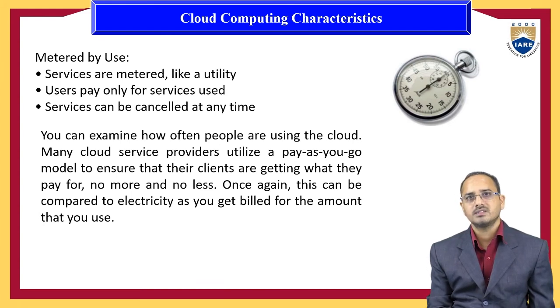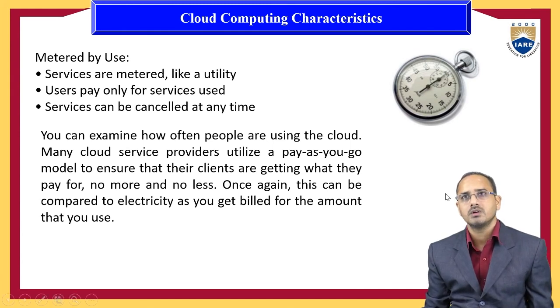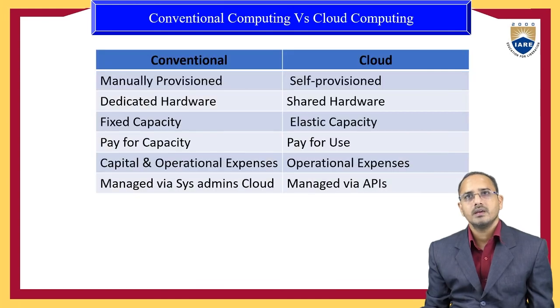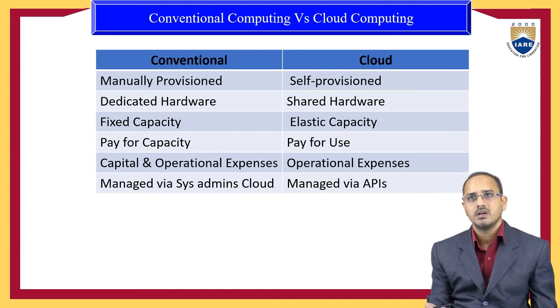So once again, this can be compared to electricity, as you get billed for the amount that you use. Just like electricity, you get billed for the amount of electricity that you have consumed in a particular month. So this is about the cloud computing characteristics. And here we have the other one. As you have seen the cloud definition and the cloud computing characteristics, let us look at some differences between conventional and cloud computing mechanisms.